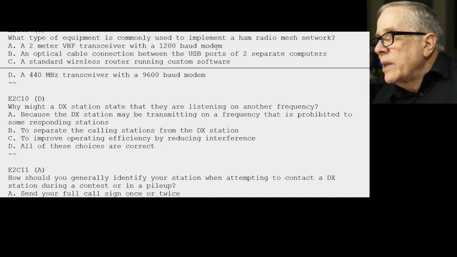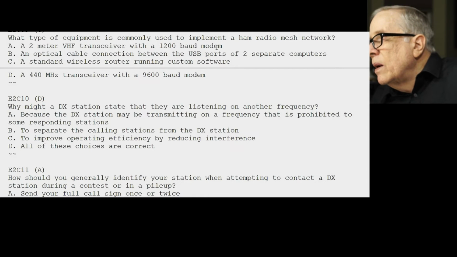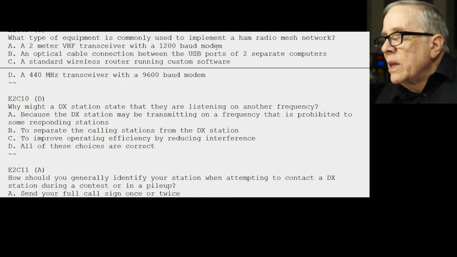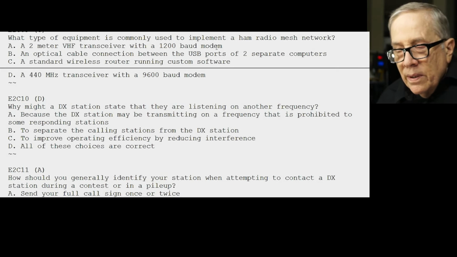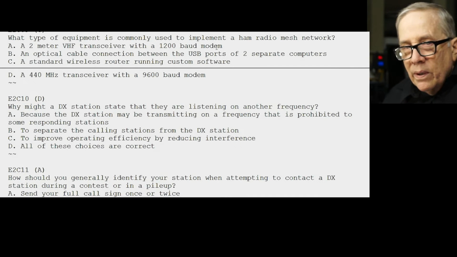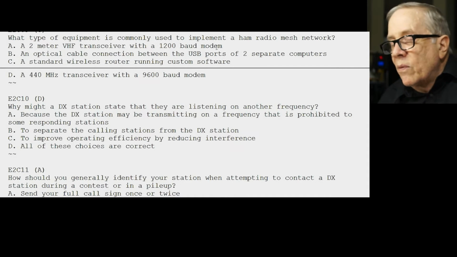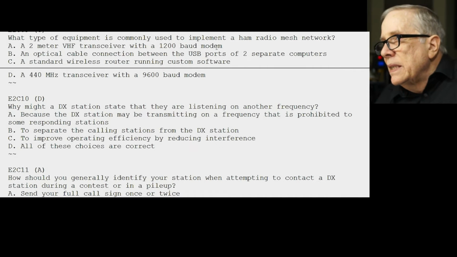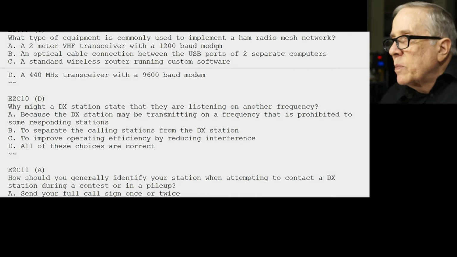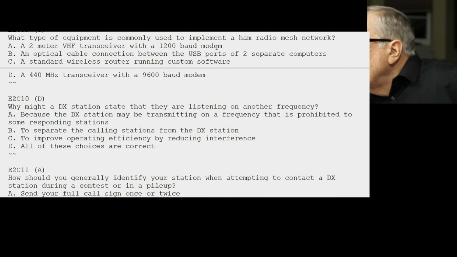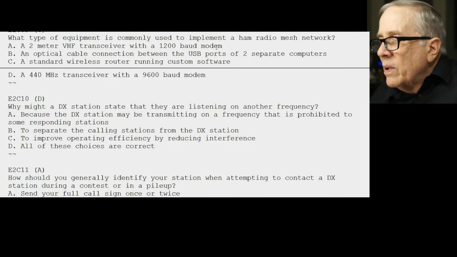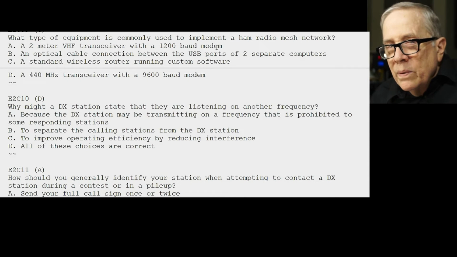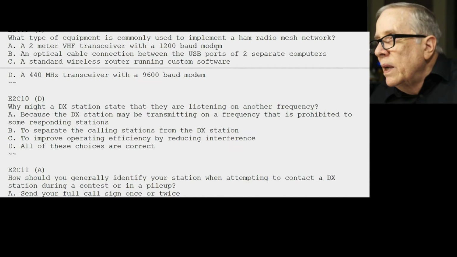E2C10, why might a DX station state that they're listening on another frequency? In other words, maybe transmitting on 14200, listening on 14210 or 14205 or somewhere. The answer here is D, all the above. It says A, because the DX station is transmitting on one frequency that is prohibited to some responding station. Well, that was true years ago, but not so much anymore.